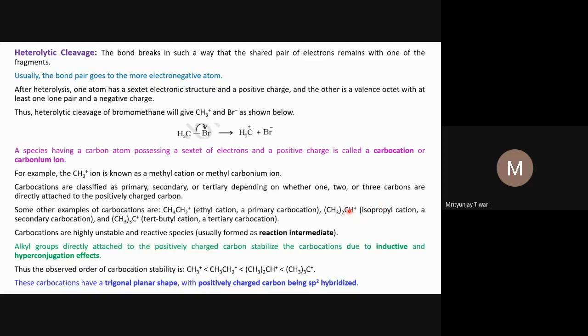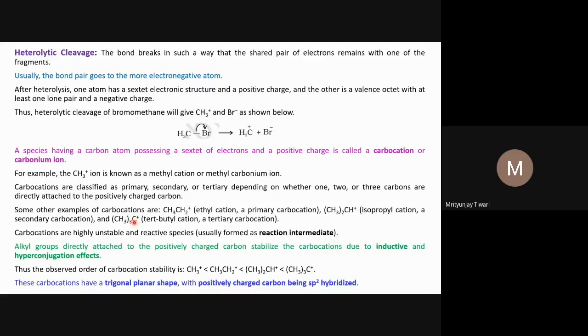This we know, one, two, three carbon atoms are there, and this carbon atom which is having a positive charge over it is directly linked to two different carbon atoms, two CH3 groups, and so this is a secondary carbocation. In this example, what do we see? This carbon atom is having one positive charge and it is linked to three different carbon atoms on the three different methyl groups. So it is a tertiary carbocation.